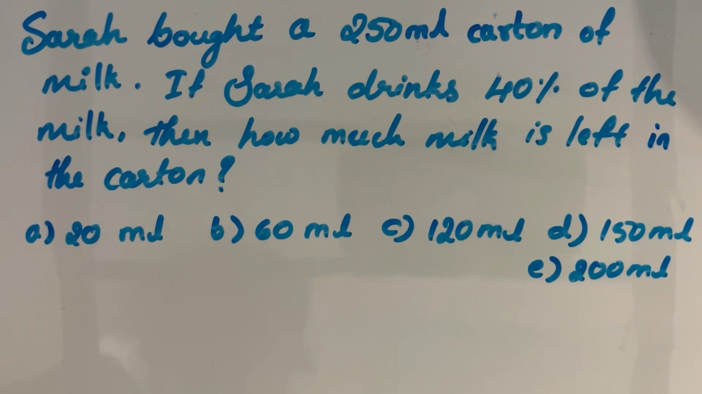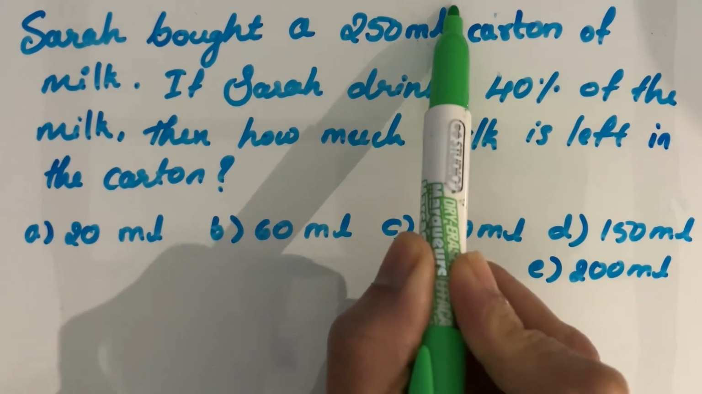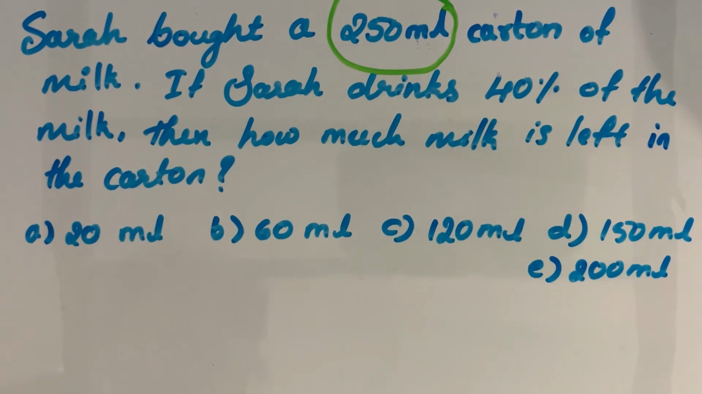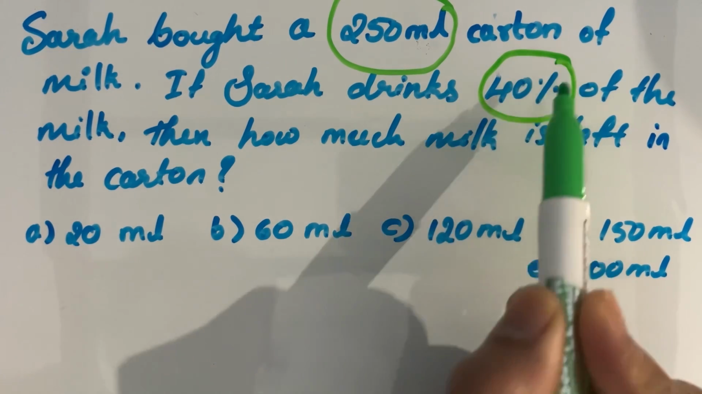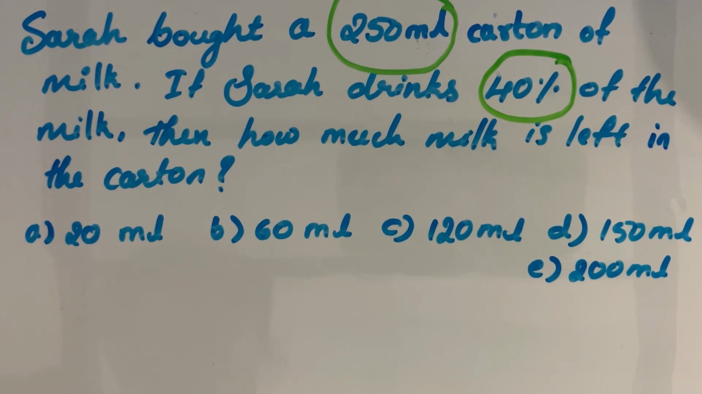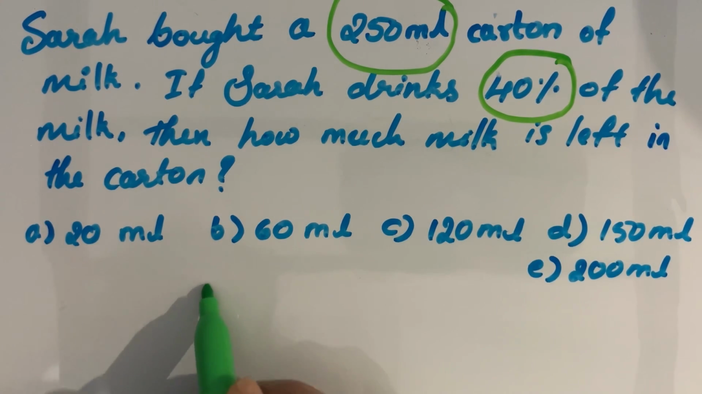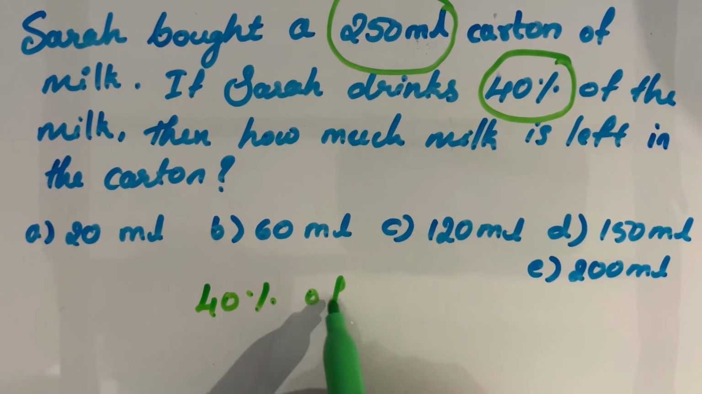Sarah bought a 250 ml carton of milk. If Sarah drinks 40% of the milk, then how much milk is left in the carton? Options: 20 ml, 60 ml, 120 ml, 150 ml or 200 ml. What's given? Sarah bought a 250 ml carton of milk. If Sarah drinks 40%, she drinks 40% of 250 ml. You have to find out how much milk is left in the carton.